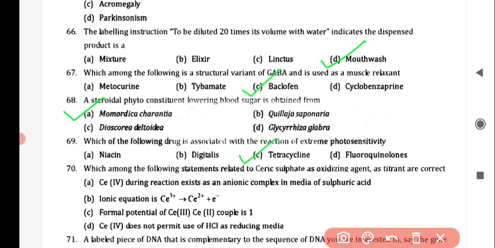Next question is, which among the following statements related to ceric sulfate as oxidizing agent as titrant are correct? And the correct answer is option A, that is cerium 4. During reaction exists as an anionic complex in media of sulfuric acid.